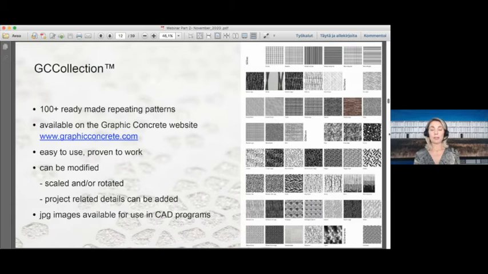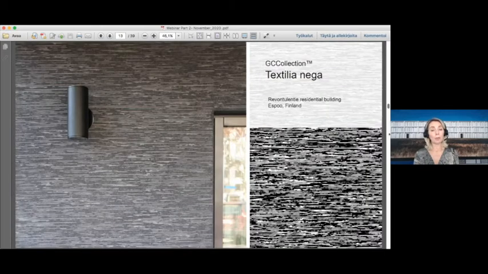Here you can see a pattern. This is called Textilia Nega. This is a very popular pattern. This would be the 100% size, exactly as we have it on the website. This is made with a black aggregate and white cement. But maybe you think, well, horizontal is nice, but I would like to have a vertical stripe. So then we can also print it turned. So here you see a vertical example of this.